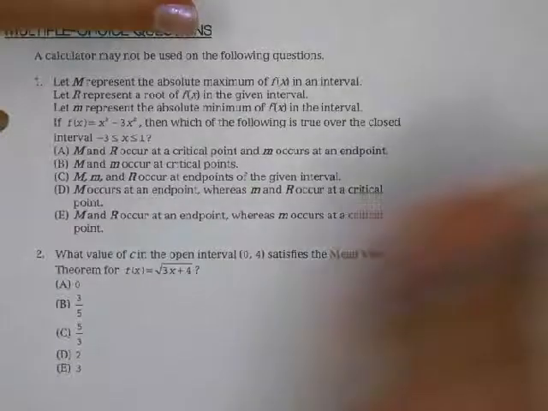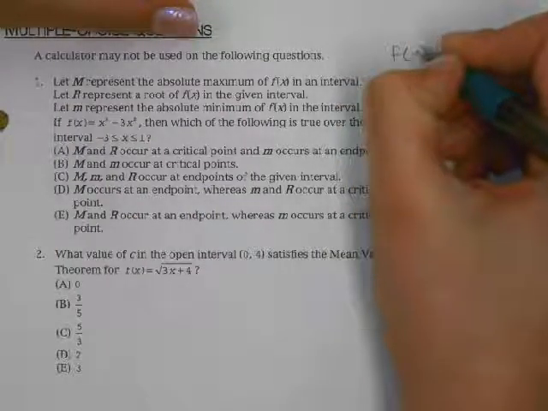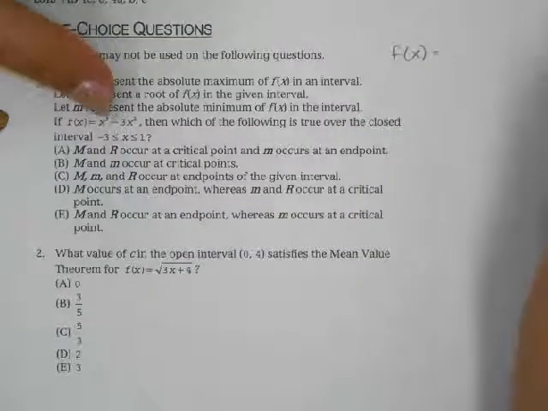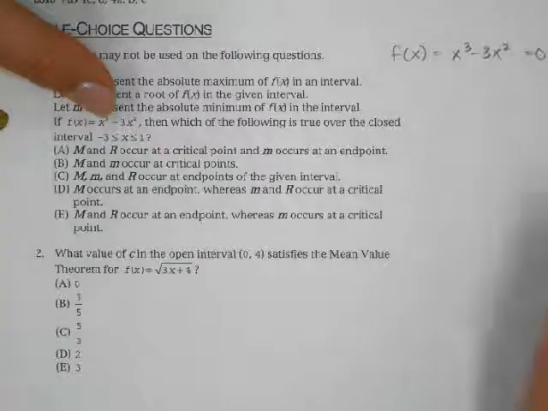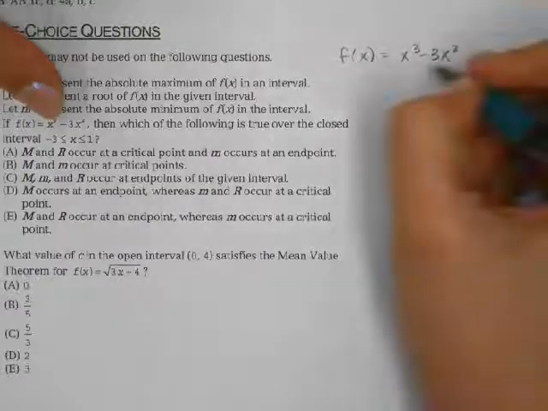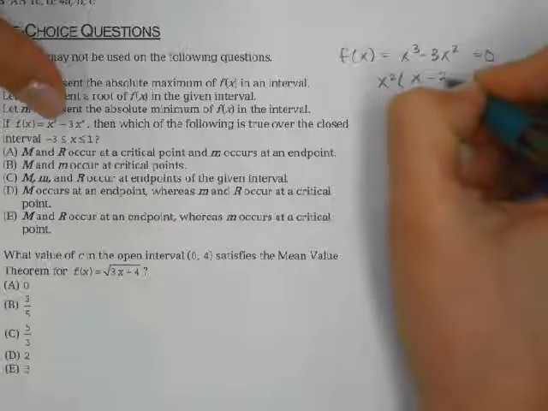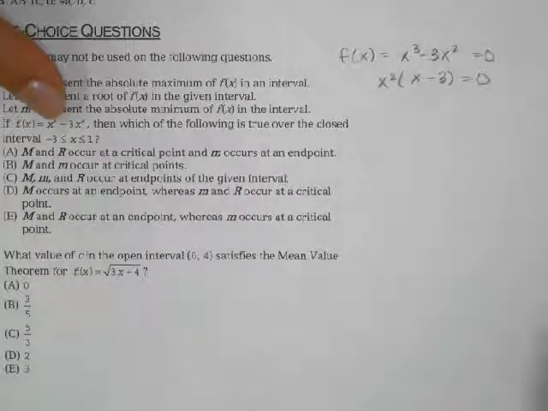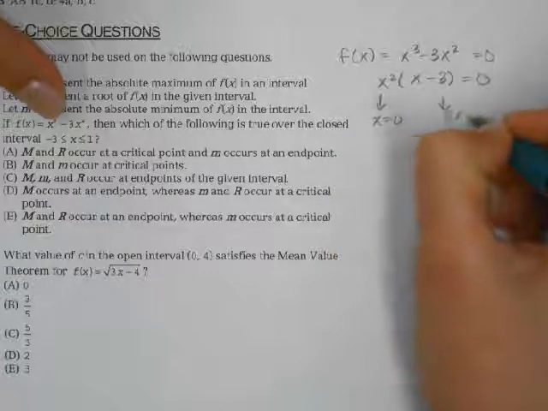So that means they asked about roots. Those are x-intercepts, so I'm going to go ahead and find those. I'm taking the original function, I'm going to set it equal to 0, and I need to factor that to solve it. So I have a GCF of x squared, and that leaves me with x minus 3. So my roots are at 0 and 3.